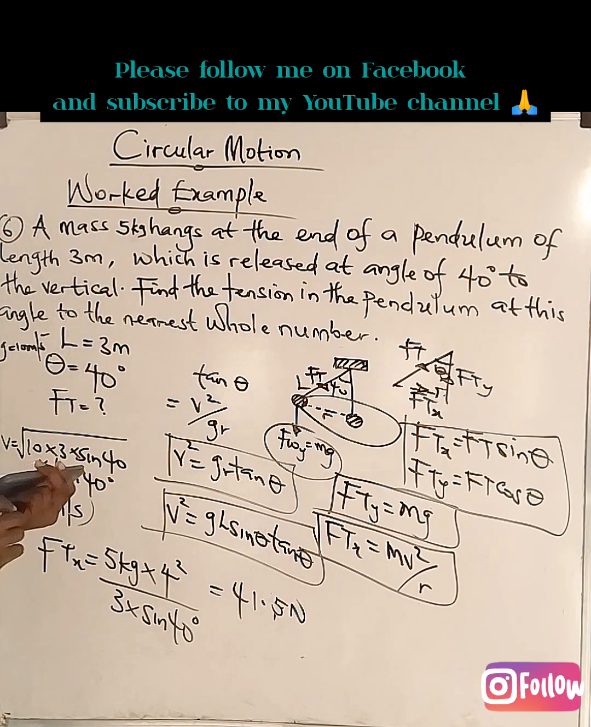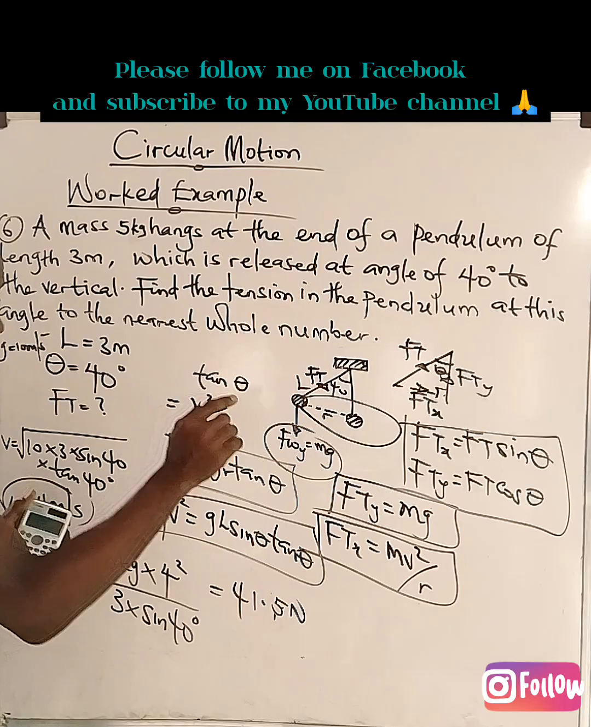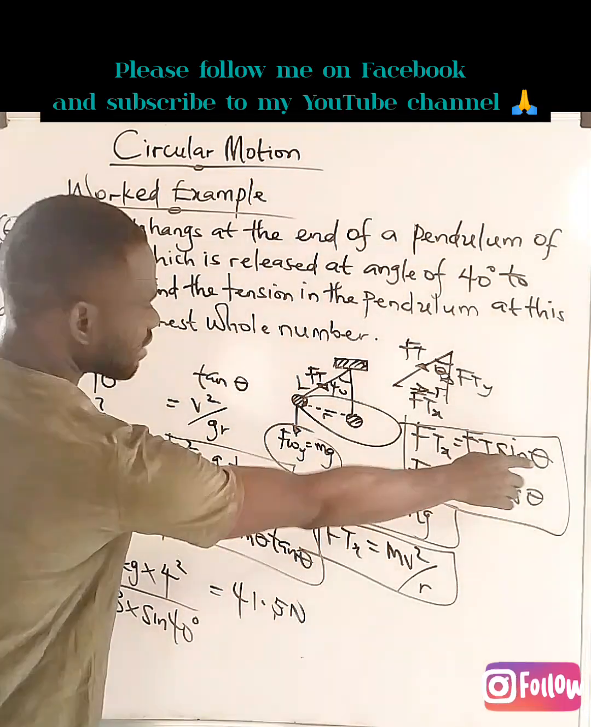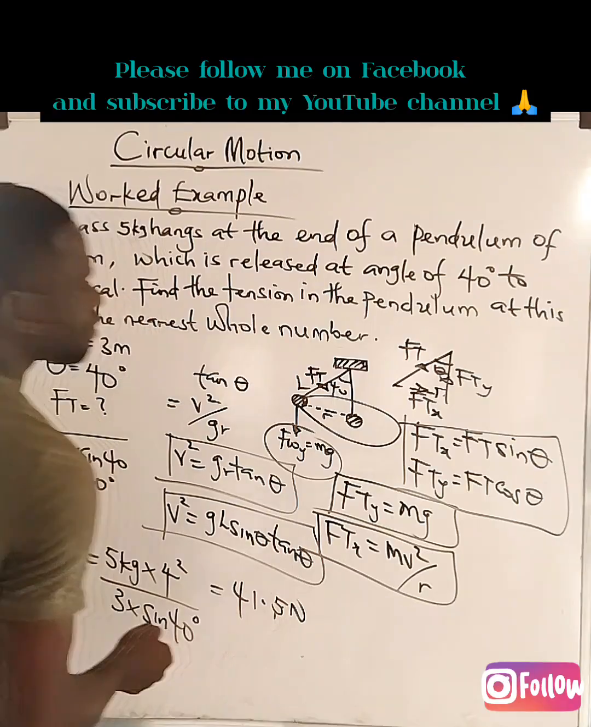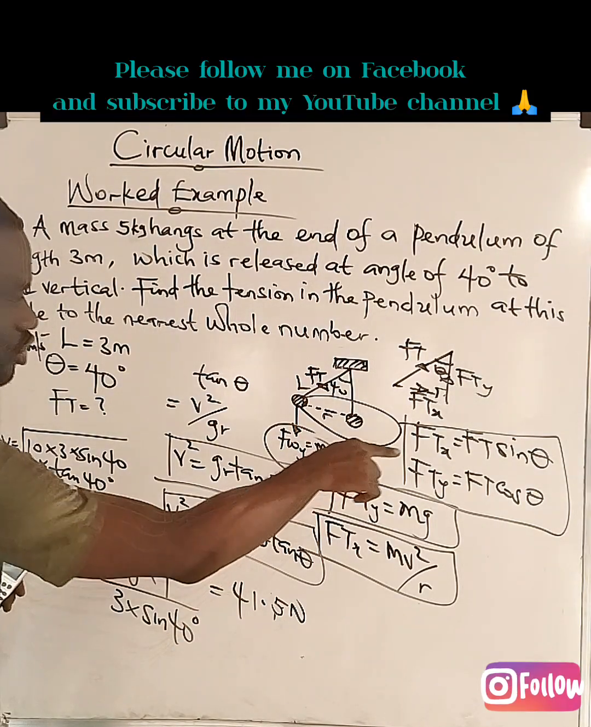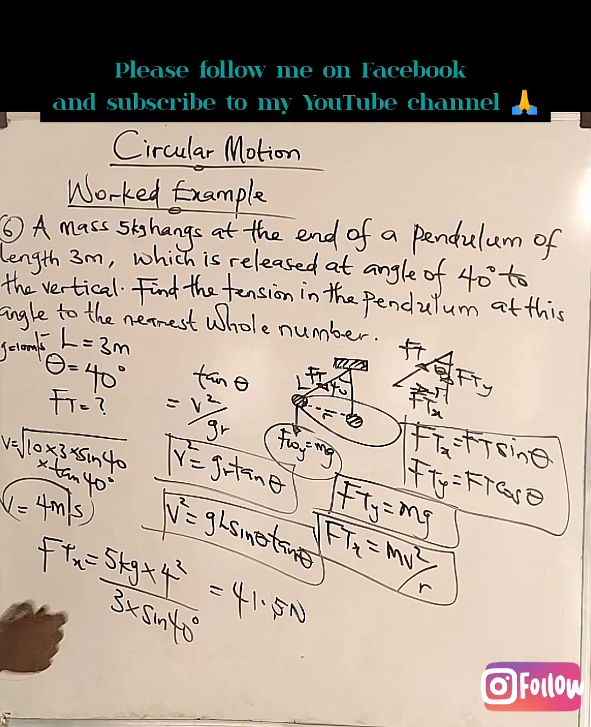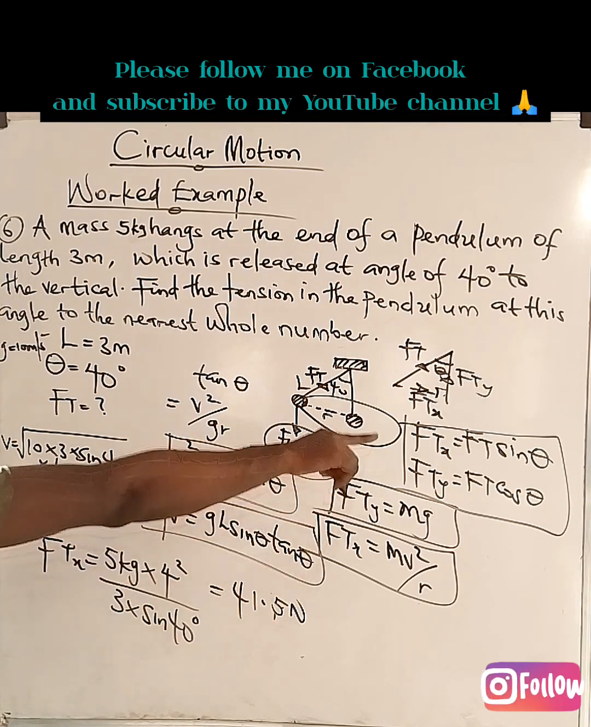Now, after we've gotten the force of tension along the x-axis, it's high time we solved for the force of tension itself. Now, look at this formula. Force of tension along the x-axis is force of tension sine theta. So you're just going to easily get the very angle we are talking about. We've gotten the force of tension along the x-axis, which is 41.5. So we're just going to equate it.